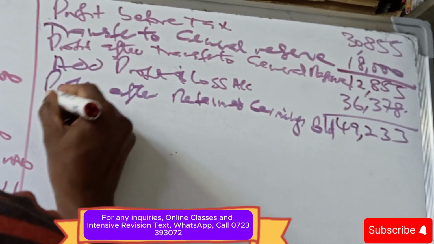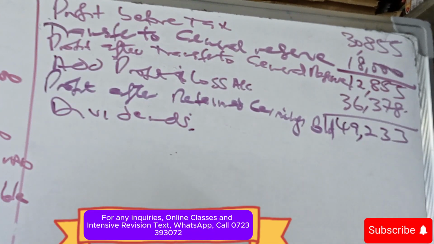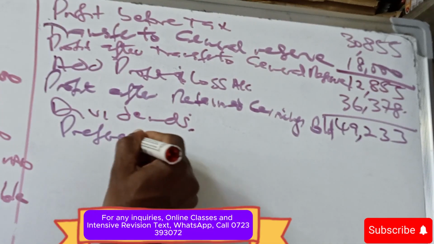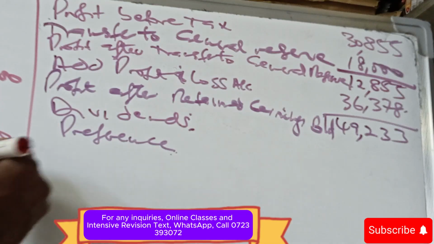So we say dividends. We are now able to pay out dividends. Ordinary dividend, preference dividend. Always start with the preference. Don't start with any other. Always start with the preference dividend. That proves that you are a good accountant.